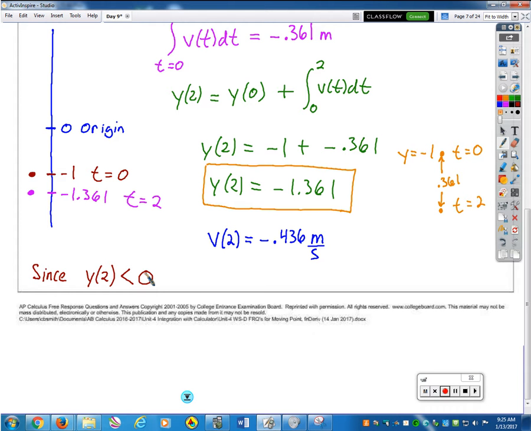Okay, so since the position is negative and the velocity is negative, the particle is moving away from the origin.